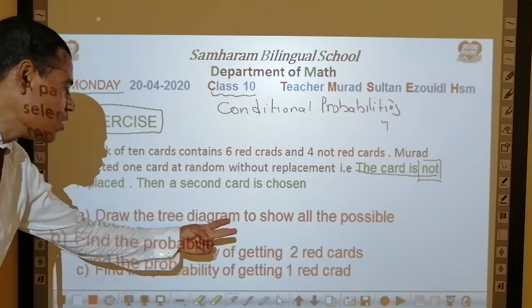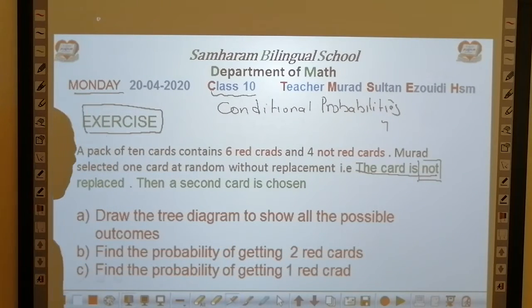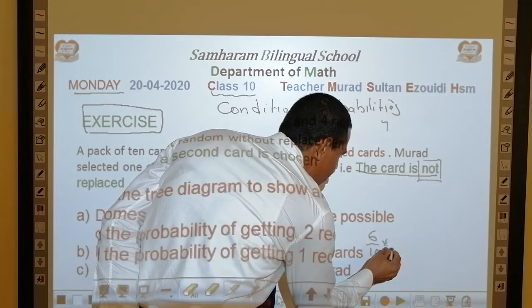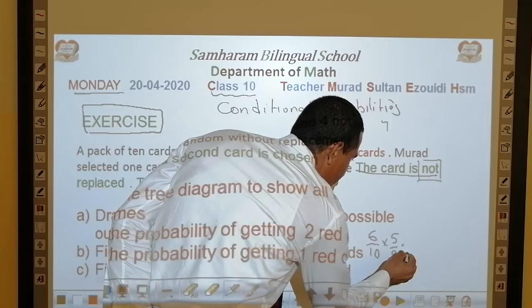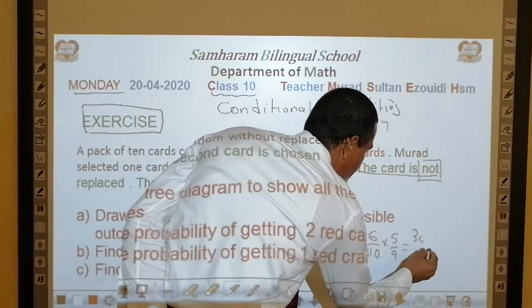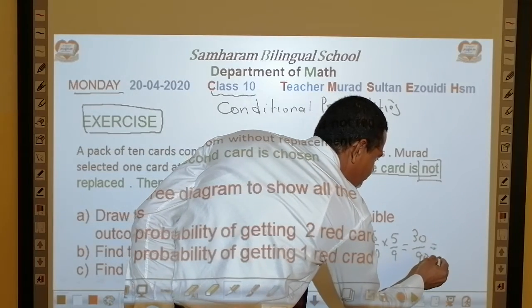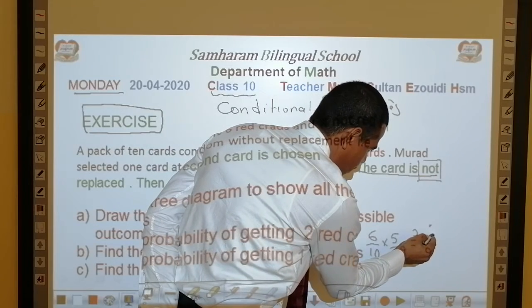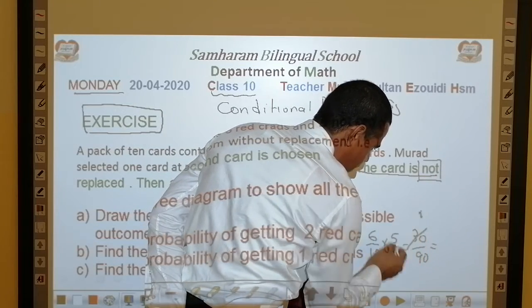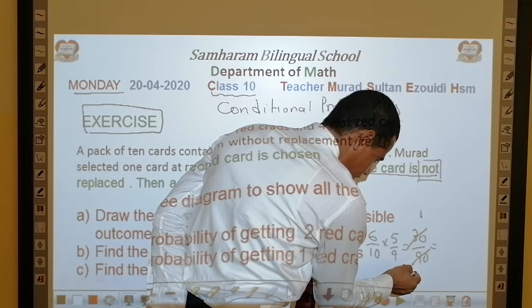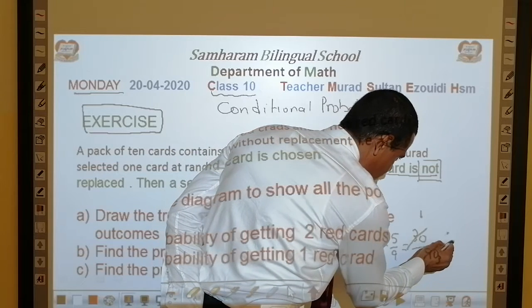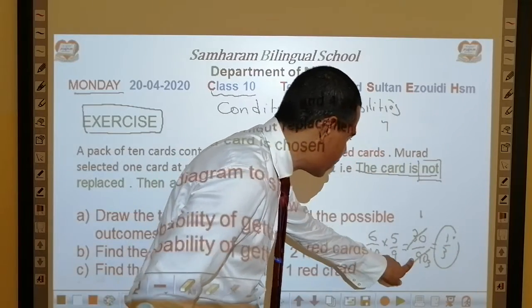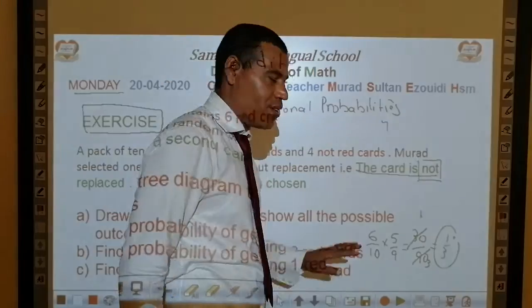Find the probability of getting 2 red cards. 2 red cards is 6 divided by 10 multiplied by 5 divided by 9, which is 30 divided by 90, or you can also write it by cancelling here. How many groups of 30 in 30? Only one group. How many groups of 30 in 90? Only 3 groups. So it will be 1 over 3. You can write it as 30 divided by 90 or 1 over 3. Okay?